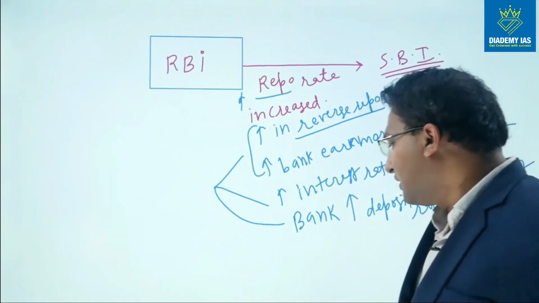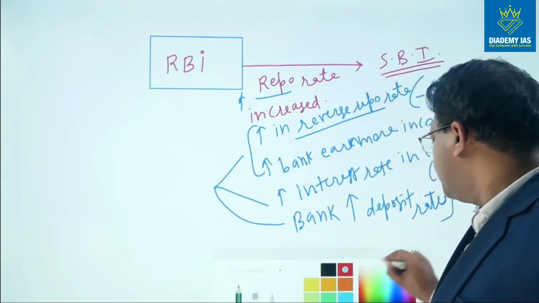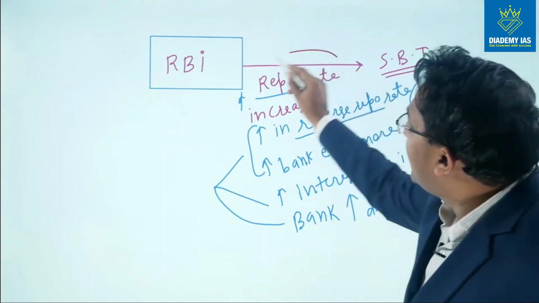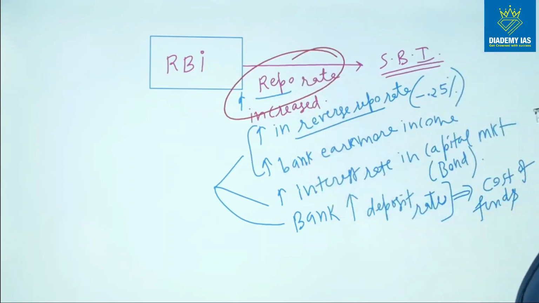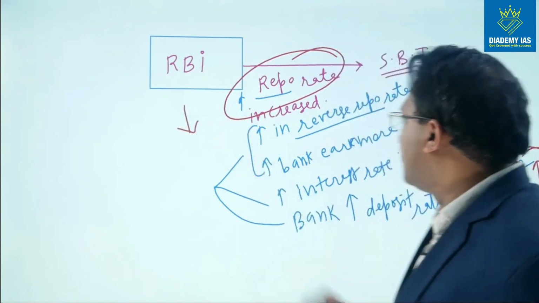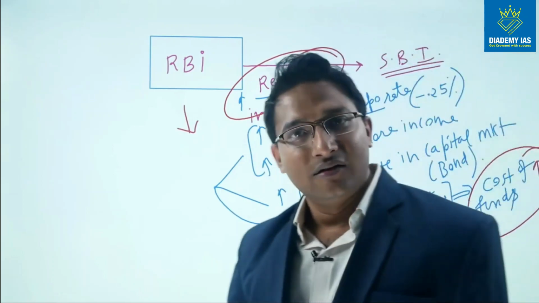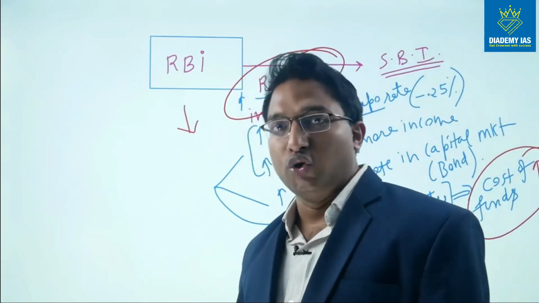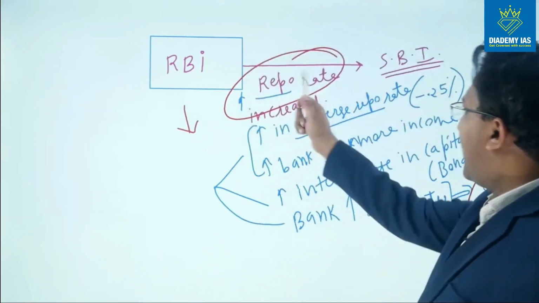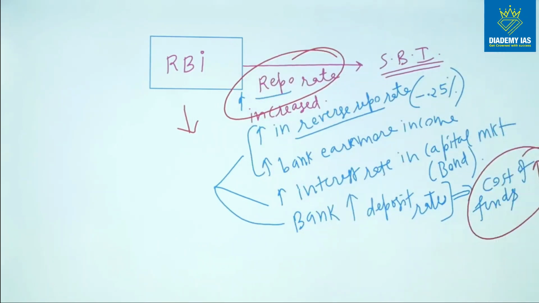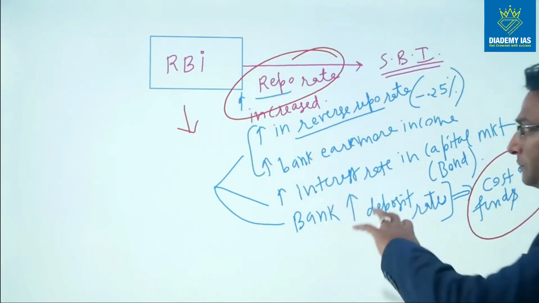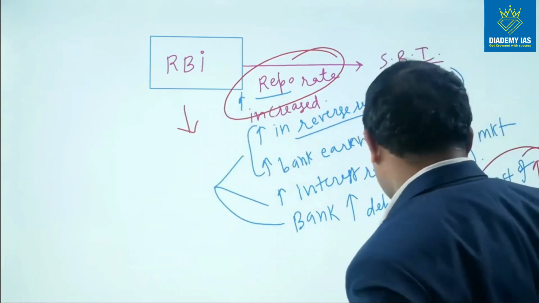So can you see, this increase in the repo rate is resulting into increase in the cost of funding. Similarly, if there is decrease in the repo rate, there will be decrease in the cost of funding. So this is the link that I wanted to show you. So change in the repo rate has a direct impact upon the change in the cost of fund, and all this we have seen over here.